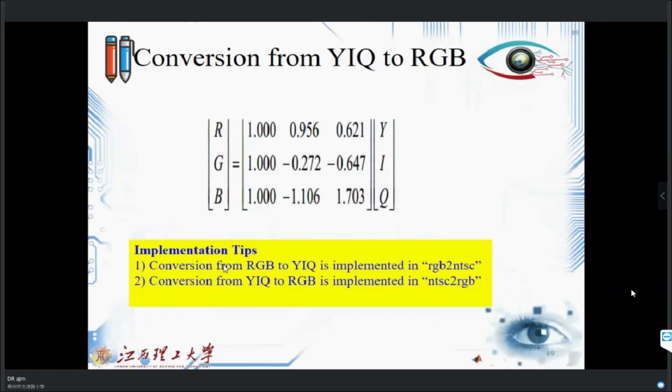Then, briefly, if we want to convert from RGB to YIQ, we can use the rgb2ntsc function, or for YIQ to RGB, we can use ntsc2rgb, which we will see later in the MATLAB implementation part of today.